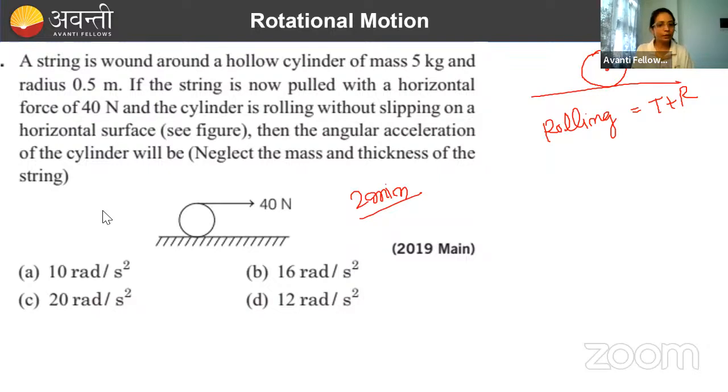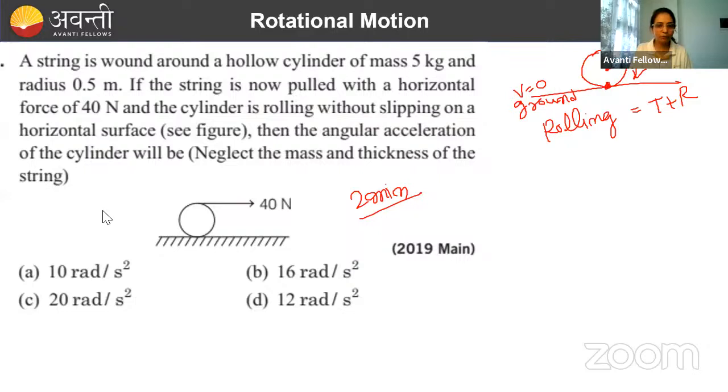Rolling means that whatever point of contact is with the surface, that point of contact will have no velocity with respect to the surface. So if my surface is the ground, and the ground is at rest, then the velocity of the ground we take as zero. And if this body is rolling, its center of mass has velocity, suppose v_cm, and it is rolling like this. So what will happen?